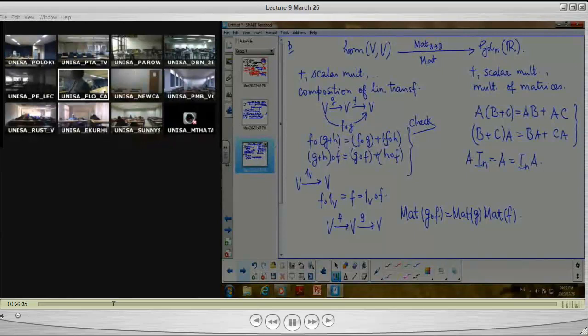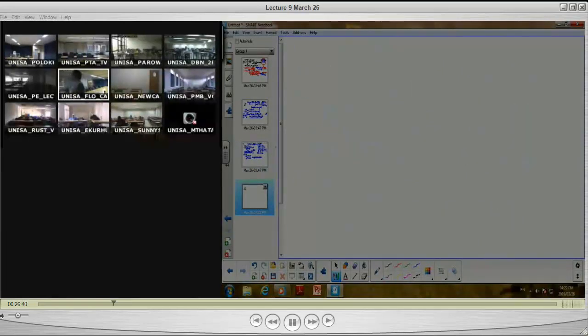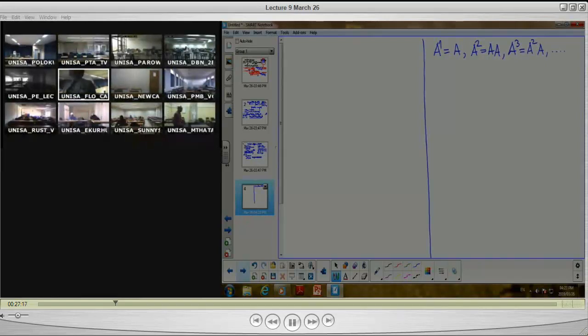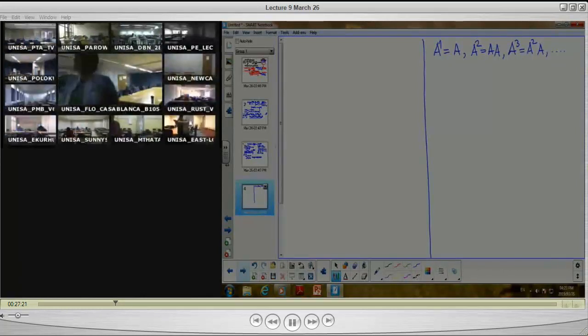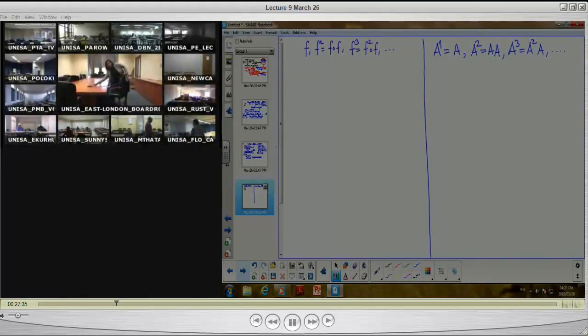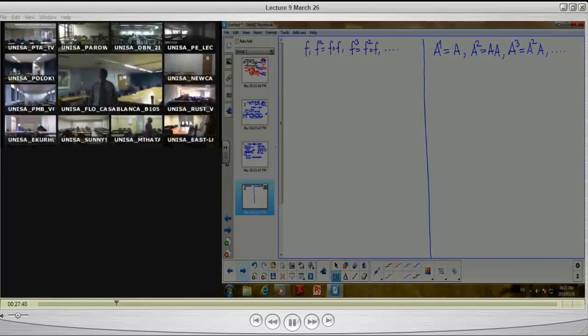Now let's see some new things about this. So we can have a matrix and multiply it with itself, and so on. Right? Similarly, if we start off with, and why do I stop here? Okay, I can start off with a linear transformation. Why did I stop here?